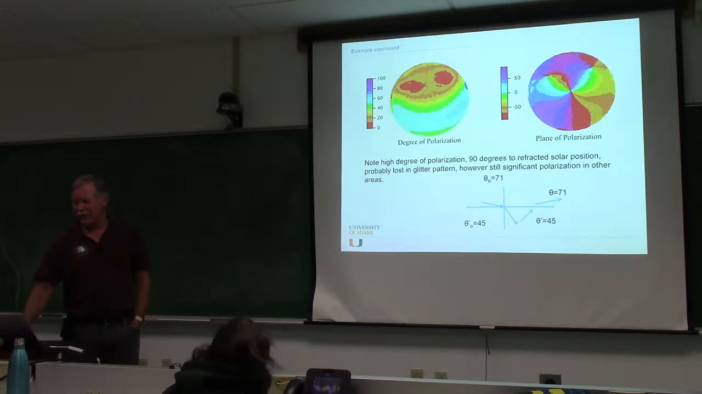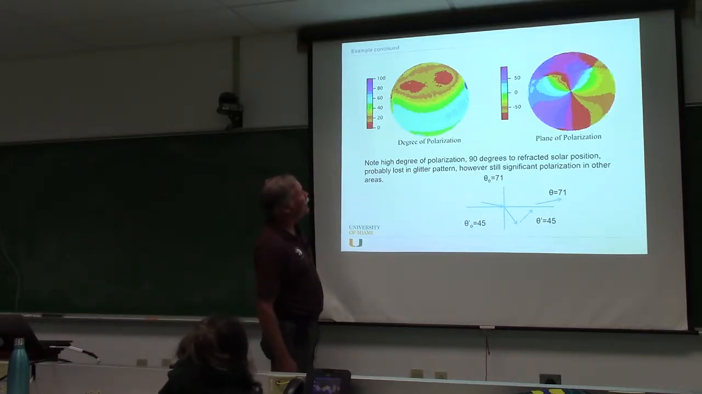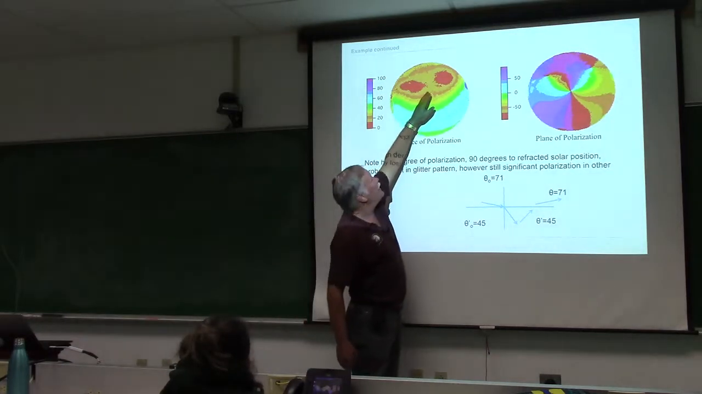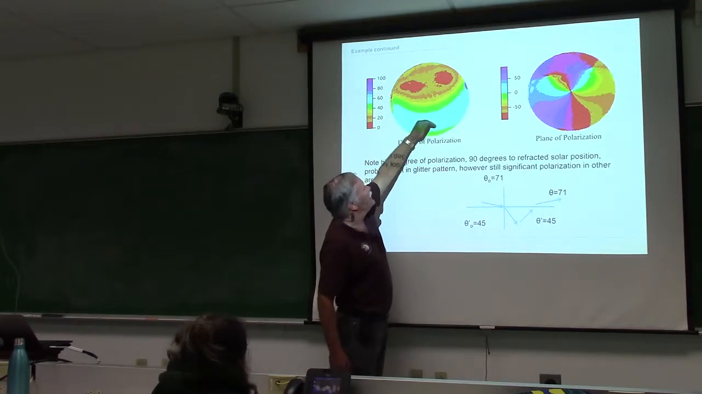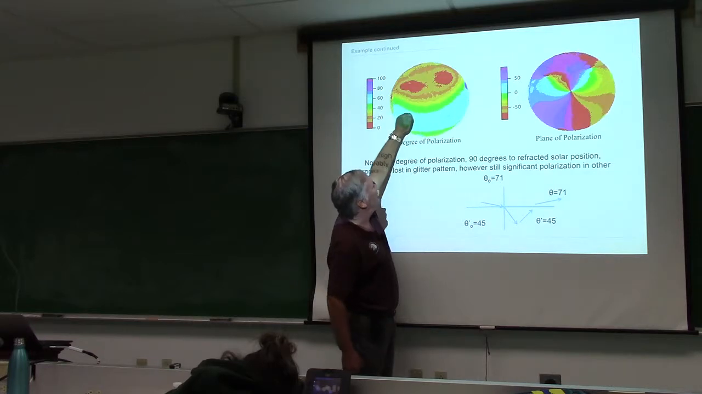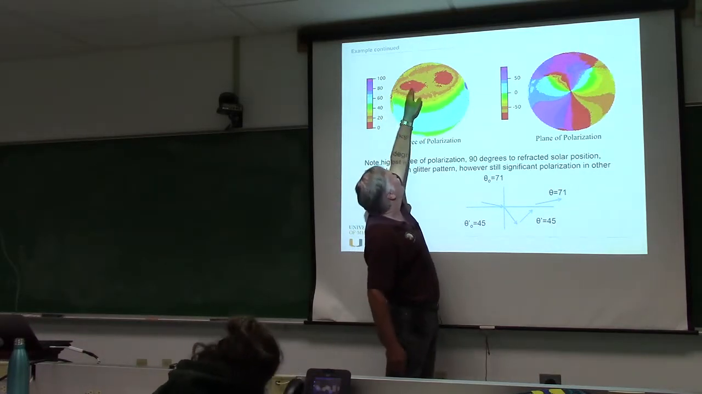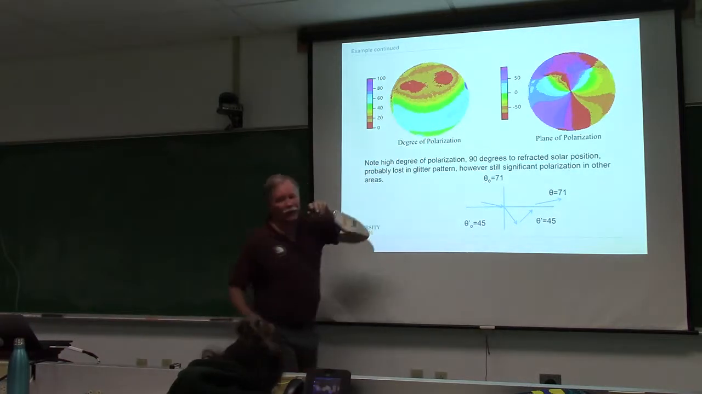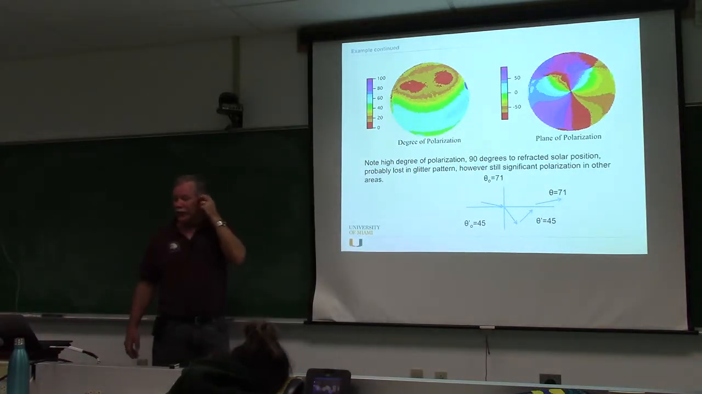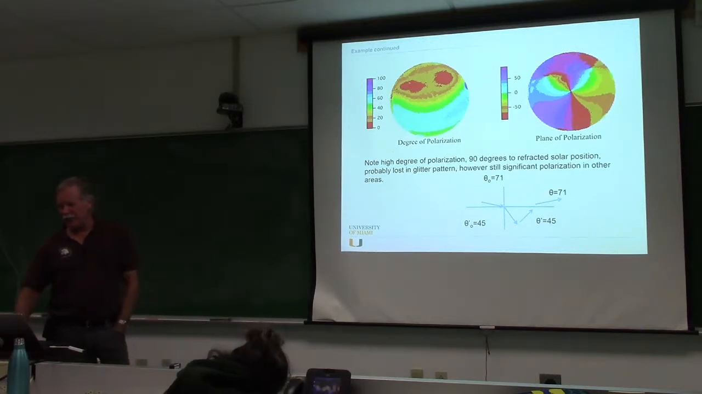This is now the degree of polarization and the plane of polarization. The anti-solar point is up in there. This is the 90-degree scattering in the water where it's more highly polarized. It has these points that have 0 degree of polarization. They're called neutral points. It's interesting that they're split in clear water like that.